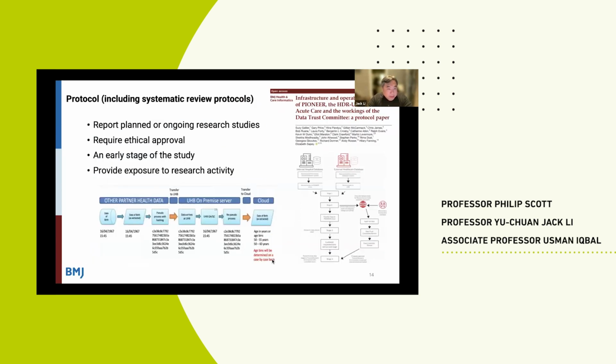Protocol is also one of the paper types that give you the design of a study, including a trial among other studies. This case is the infrastructure and operating process of Pioneer, the HDR, a health data research UK data hub. It is one of the data hubs; I think there are 7 or 8, around 9 data hubs around the UK. So it's a protocol paper about how the data hub will work and how it will be evaluated.